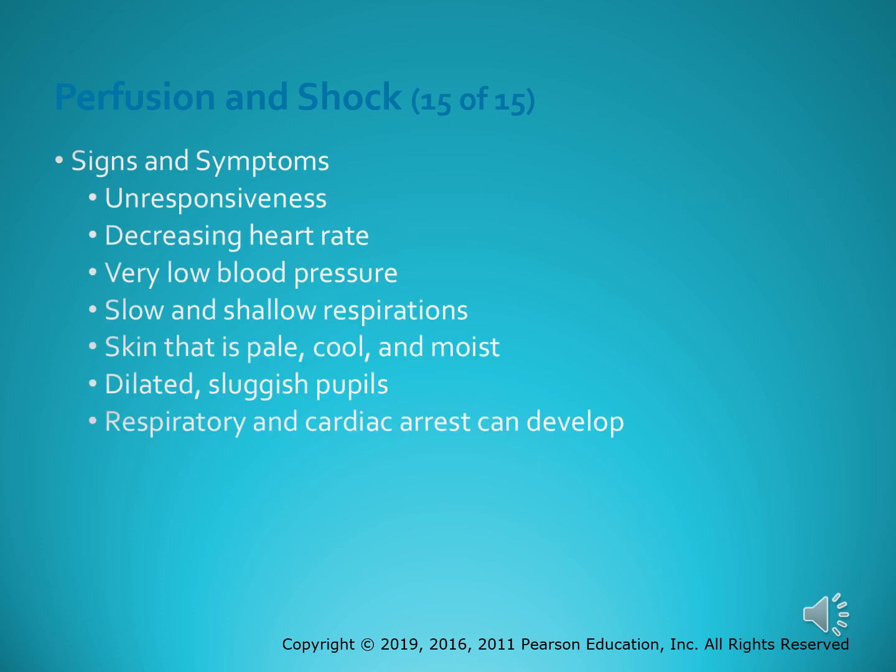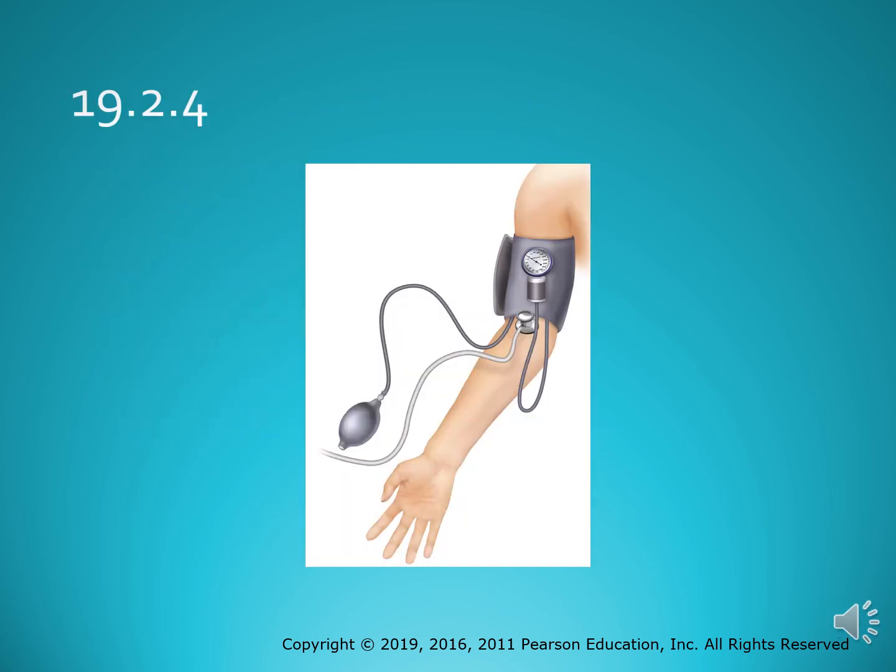Signs and symptoms of a decompensated shock patient are going to be unresponsive, decreased heart rate, very low blood pressure, slow and shallow respirations, skin that is pale, cool, and moist, dilated, sluggish pupils, and respiratory and cardiac arrest can actually then develop after that. A drop in blood pressure is a late sign of shock, so that's why you want to be sure that you're always taking blood pressures every 5 minutes on that unstable patient just to get a trend going to see if that blood pressure is dropping throughout.